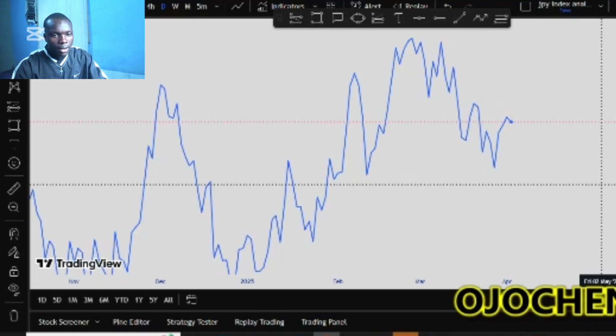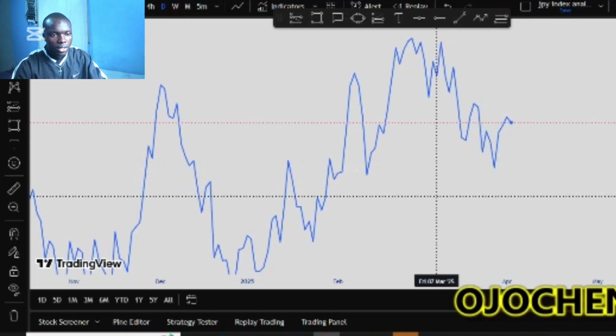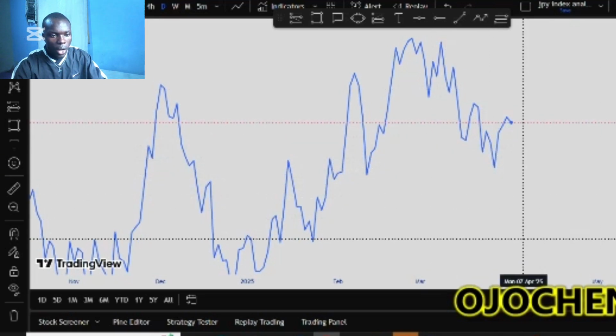So this is the daily time frame. What can we see here on the daily time frame? I'm still on the line chart here. On the daily time frame, we can see we have been making a series of lower lows and lower highs. Right from this top here, we have been making a series of lower lows and lower highs.